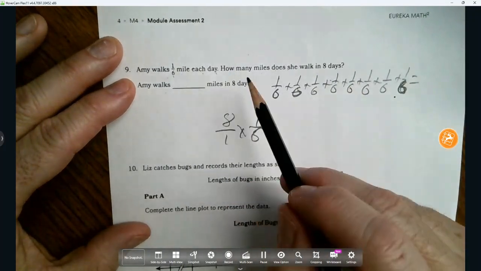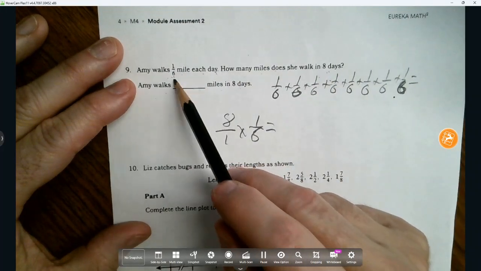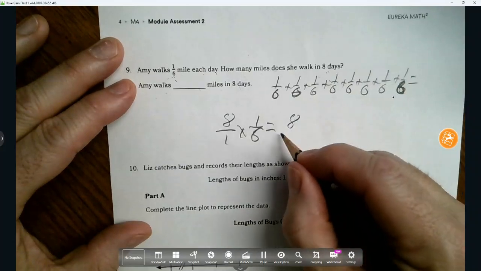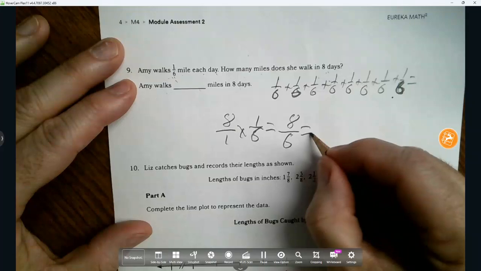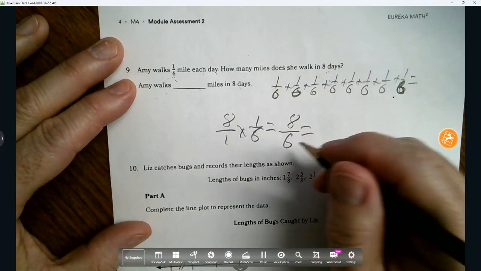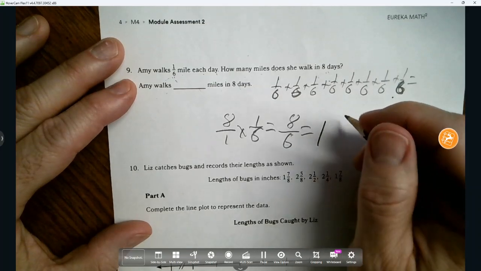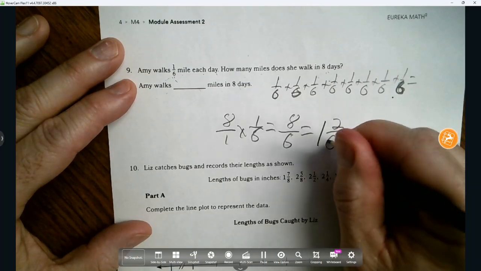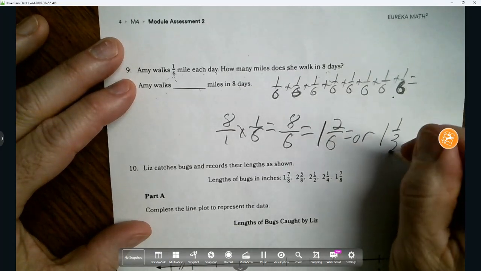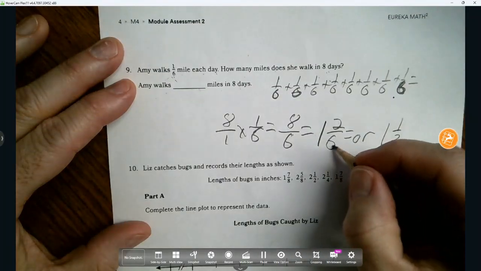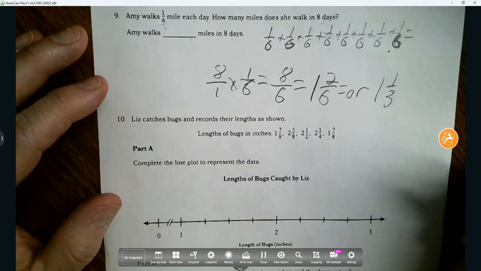It doesn't tell you how to do it, but 8 days, so 8 times she walks this far. So I'm going to go across the top and get 8 times 1 is 8, and 1 times 6 is 6. But you need to change it to miles. So 6 goes into 8 how many times? 1. What's left? So 8 minus 6 is 2. Put that over the 6. Or 1 and 1/3. Divide 2 by 2, you get 1. Divide 6 by 2, you get 3. Okay? I apologize. I don't know why my focus is going in and out.